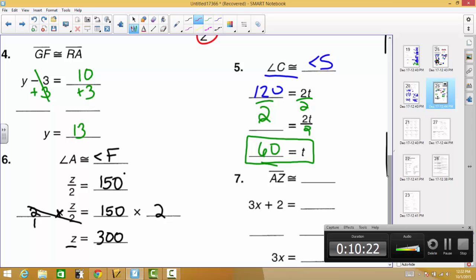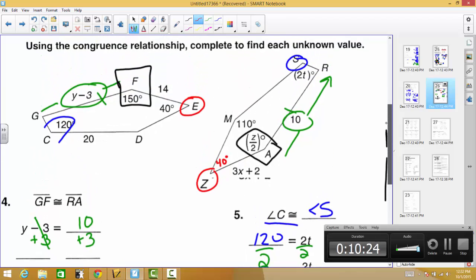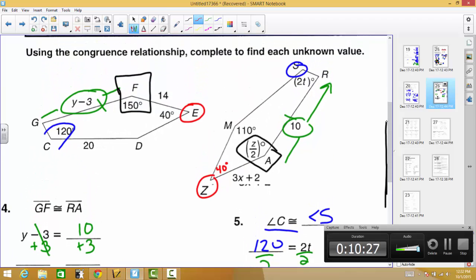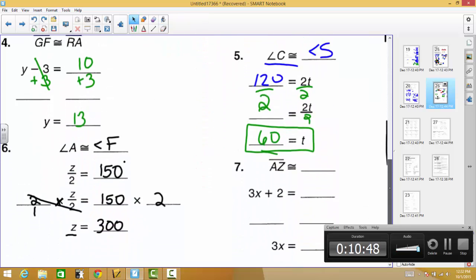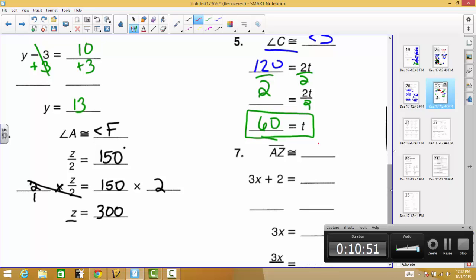Okie doke. AZ is congruent to, so AZ right here. A to Z is congruent to D, just kidding, F to E, because you have to go by the green ones. A to Z is congruent to F to E. And FE said 14. You really need to be able to do this.